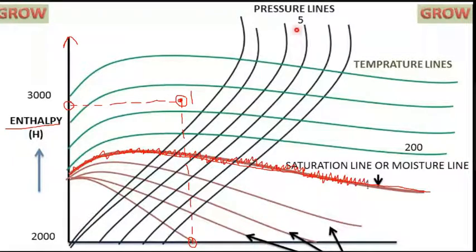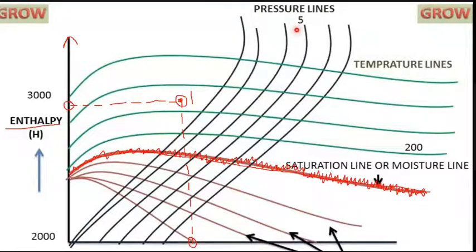So this is the major dark line. This line is called as dry saturated line. So if you are picking a point on this line, the condition of steam is dry steam. So if it is a dry steam, the value of x is equal to 1.